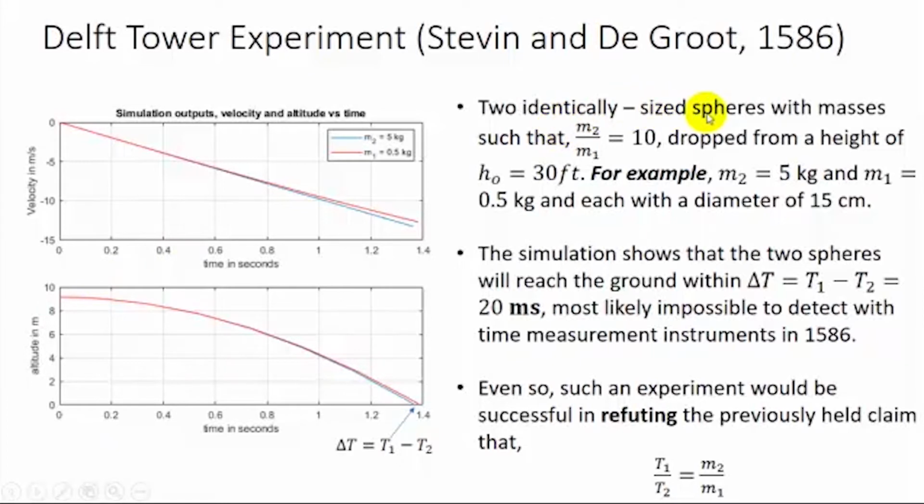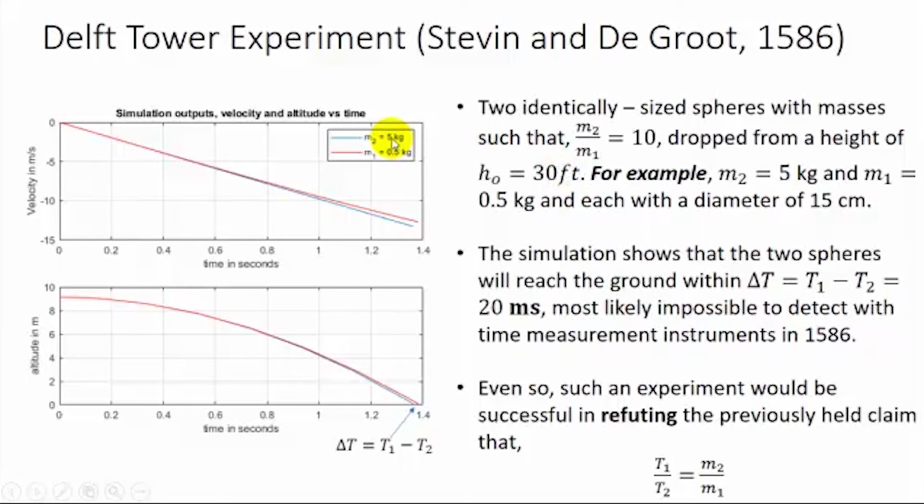So this experiment involved the use of two identical spheres, i.e. the same diameter, whose ratio of masses was 10:1. Both balls were dropped simultaneously from a height of 30 feet. That's approximately 9.2 meters, 9.14 meters. And the time was recorded for the balls to reach the ground.